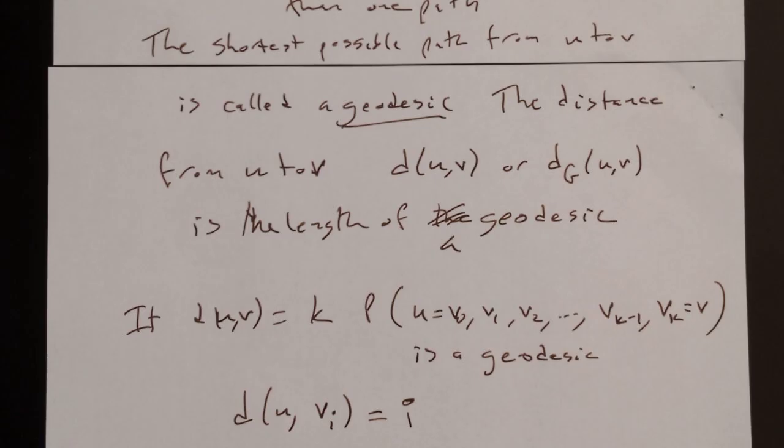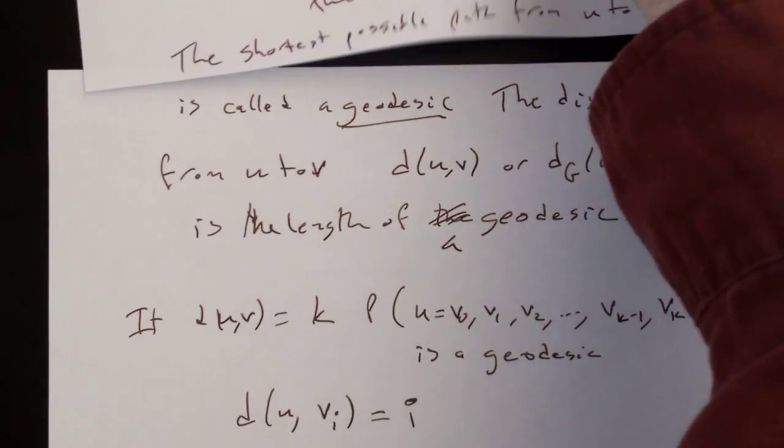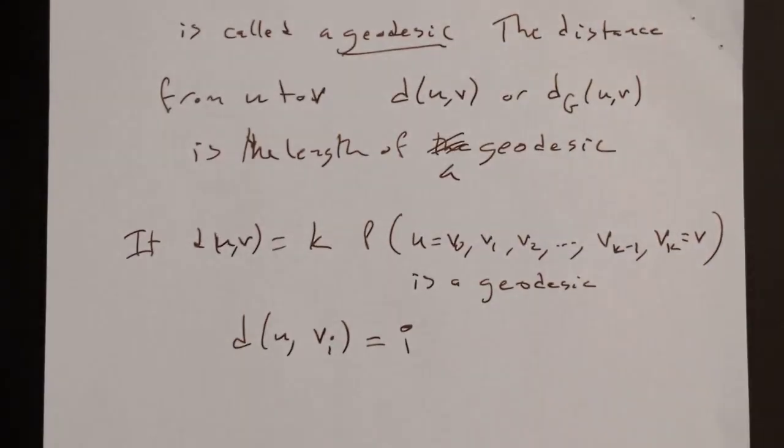Because this is the shortest way to get from U to V, it's got to be the shortest way to get to any of the other stops along that path. If there was a shortcut, you'd take it and get a smaller geodesic, wouldn't you? And geodesics are as small as you can get. They're the fastest possible ways to get there. If two vertices are neighbors, if they're adjacent, then their distance is 1. Every time.